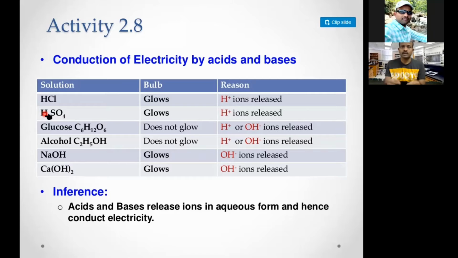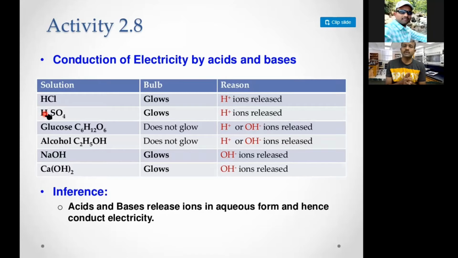You take a beaker and pour in the glucose, and keep two nails in the beaker. You switch on the battery. After some time, the bulb will not glow. Here you are taking organic substances. When they dissolve in water, they won't give ions. If there are no ions, no current flows through them. If there are ions, only then does current pass through the ions.